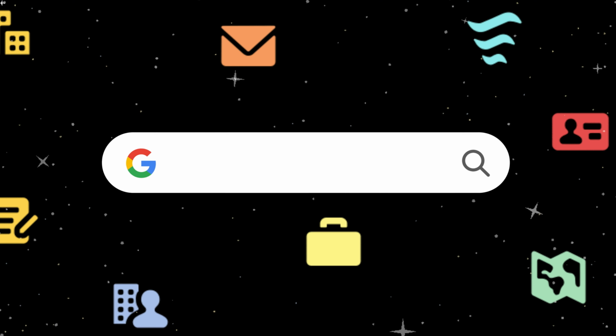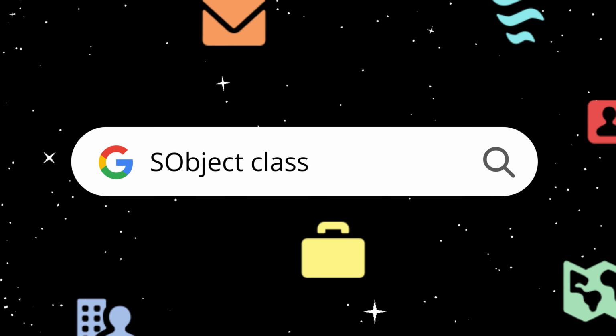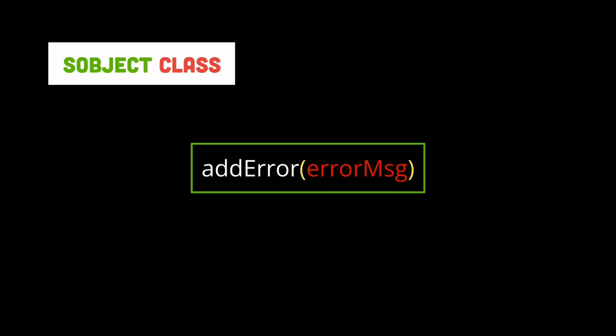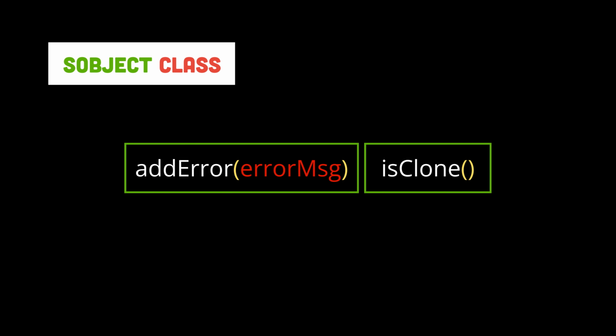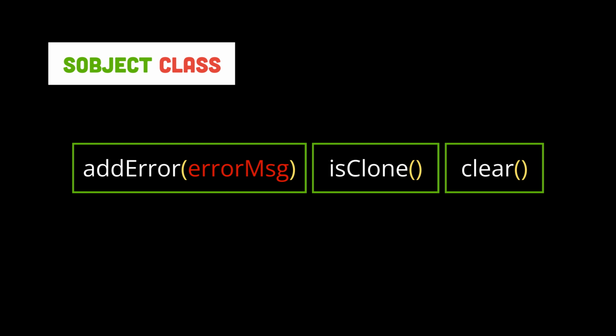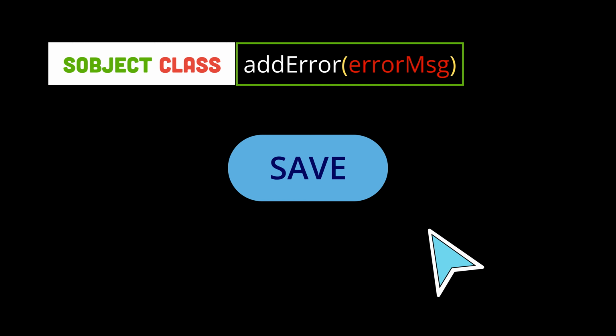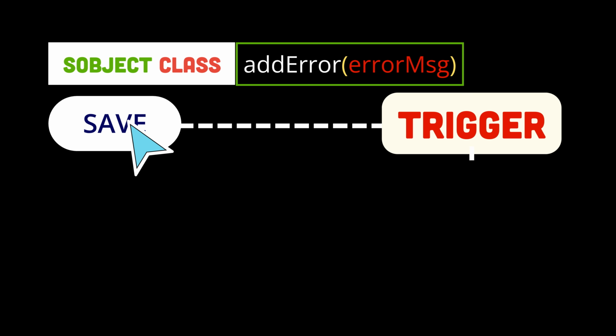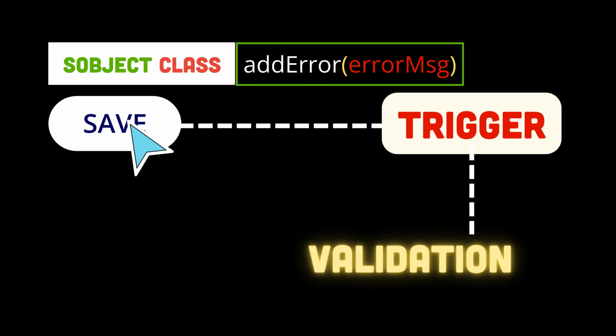Last but not the least, we will take a quick look at the SObject class in Apex. For this class, we'll discuss the addError method that accepts the error message as the argument, the isClone method, and the clear method. For instance, let's pretend a user is about to save an account record. This behavior executes an Apex trigger. The trigger does some validation checks to see if the data is valid.